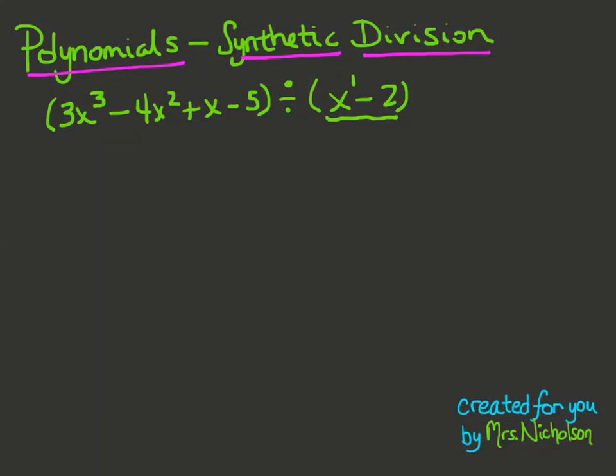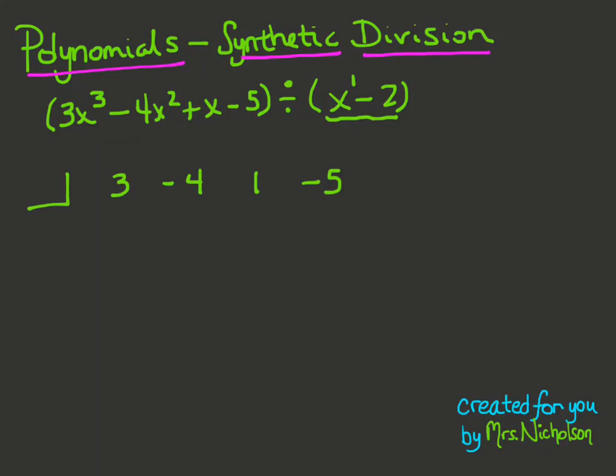The way that you start out synthetic division is we're going to write down the coefficients of the terms in the polynomial that we're dividing into. So in this case, I'm going to write down 3, and then -4, and then 1, and -5. For 3x cubed minus 4x squared plus x, or 1x, minus 5.